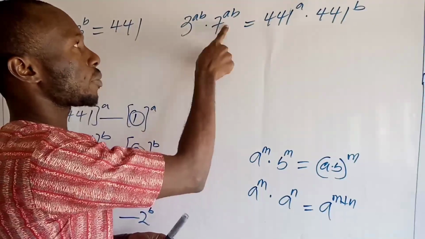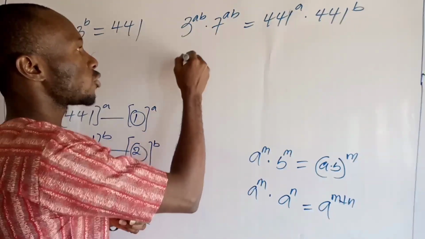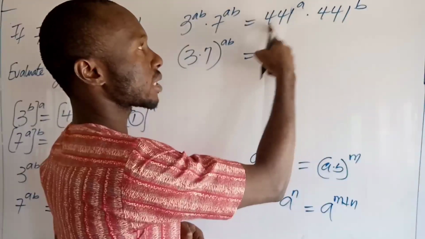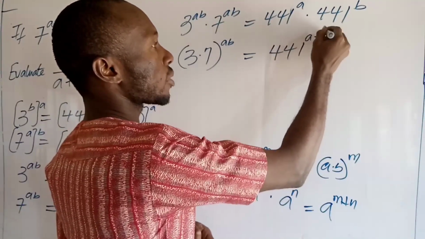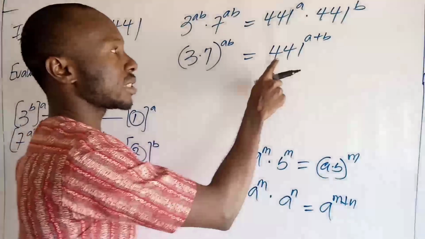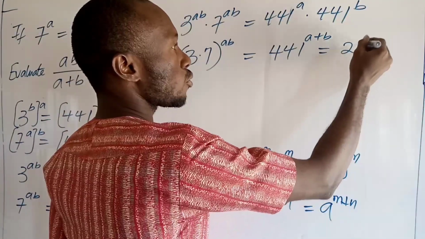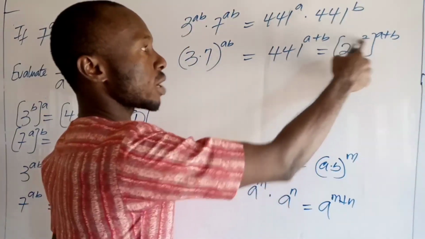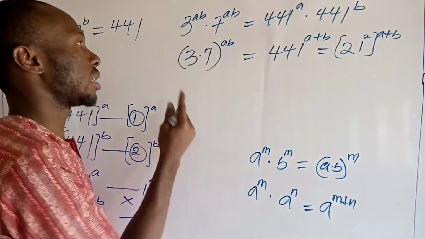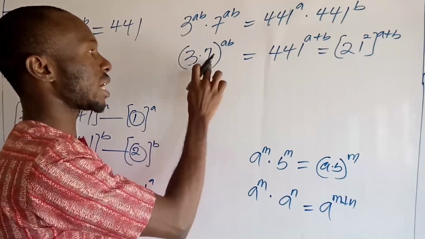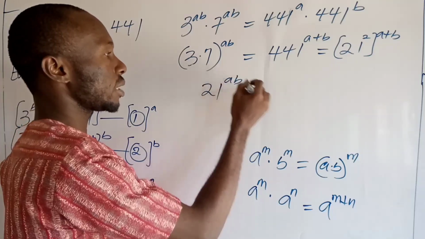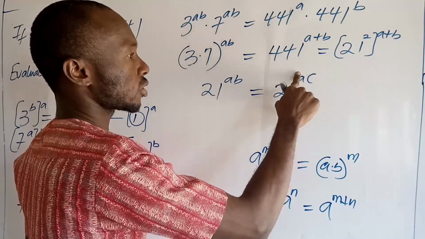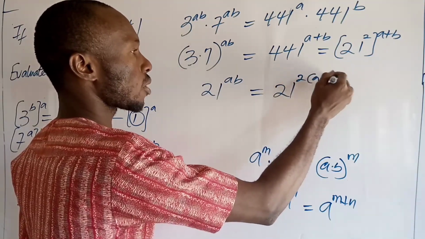In this equation, the left-hand terms both have the same exponent, so it becomes 3 times 7 all to the power ab, equal to, since they both have the same base, 441 to the power a plus b. Remember, 441 can also be written as 21 squared, all to the power a plus b, because 21 squared is the same as 441. Now we simplify: 3 times 7 is 21, so we have 21 to the power ab is equal to 21 to the power 2 into a plus b.